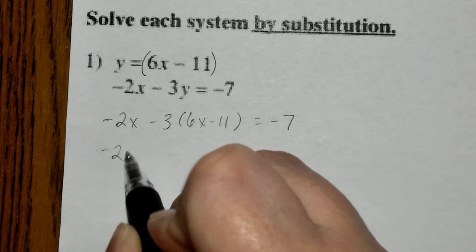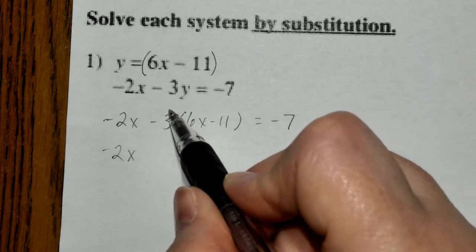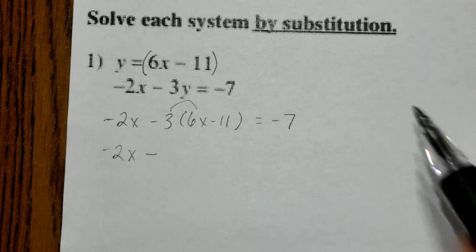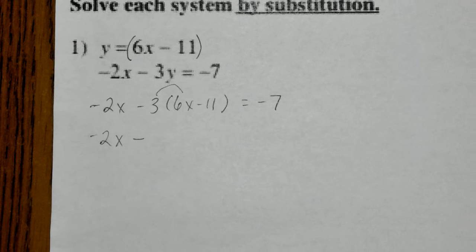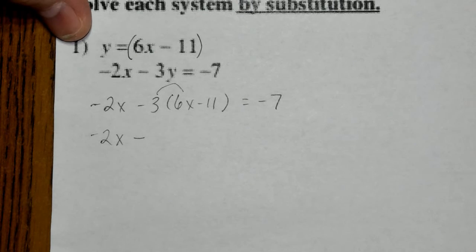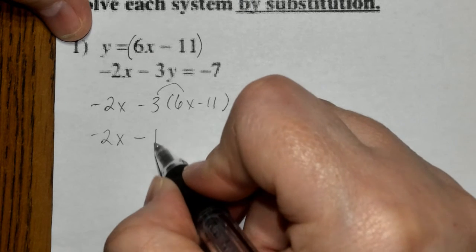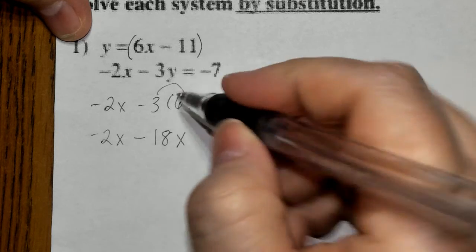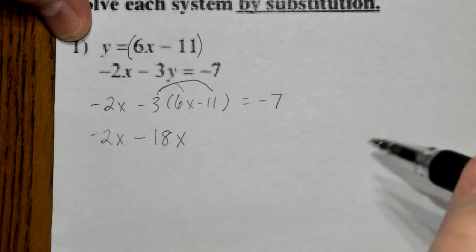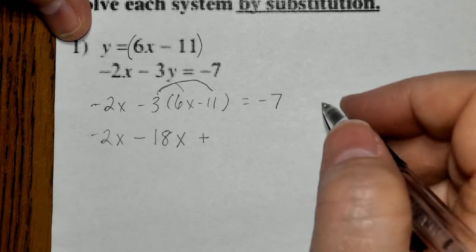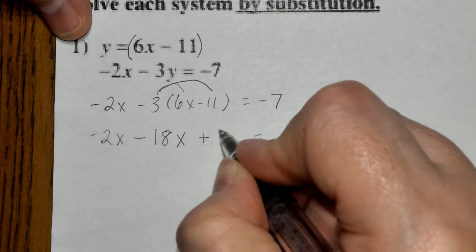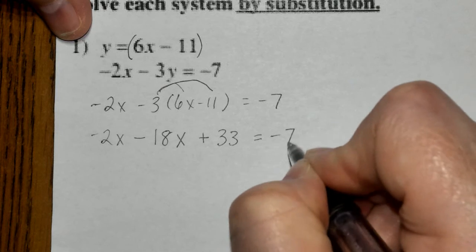Okay. We always get rid of our parentheses first. Negative times positive is negative. What's 3 times 6? And that one had the x. And then a negative times a negative, y'all told us was? And what's 3 times 11? 33. Okay, and it still equals negative 7.